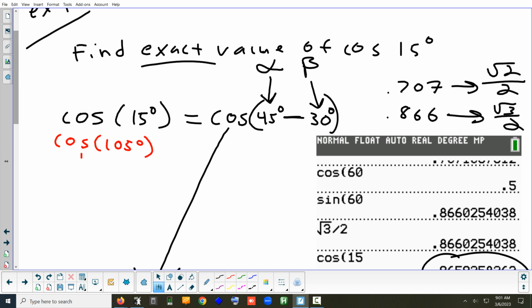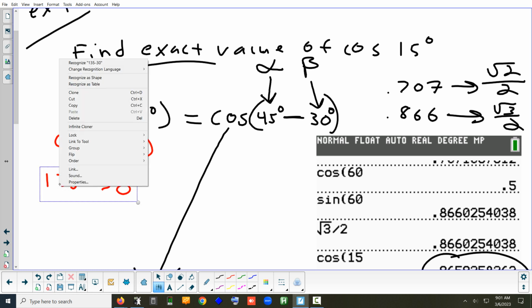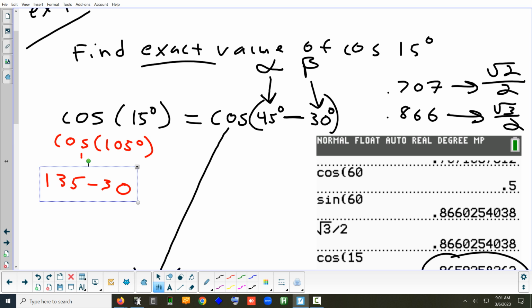I would do 135 minus 30. So for 105, that's how it would split up. This is 45 times 3, so that's a multiple of 45. And that 30 is a multiple of 30. So you got to figure out how to write that as a difference of the 2 numbers. Yeah, it might not always be 45 and 30.